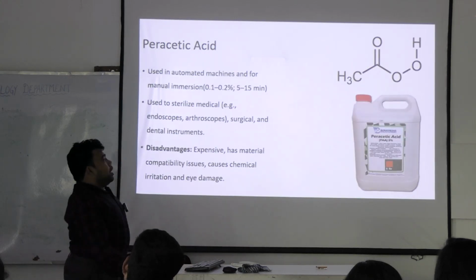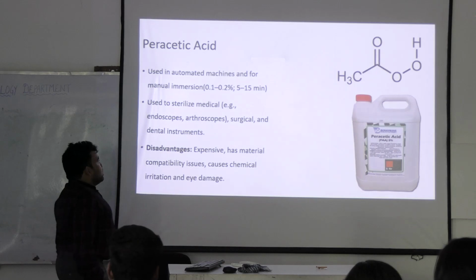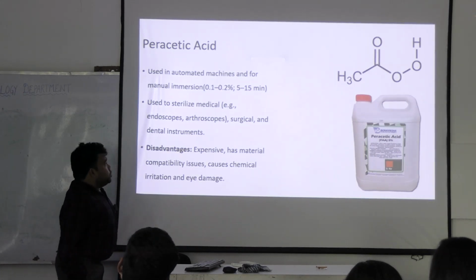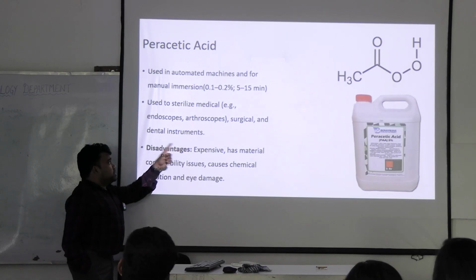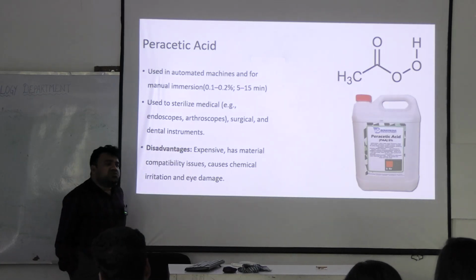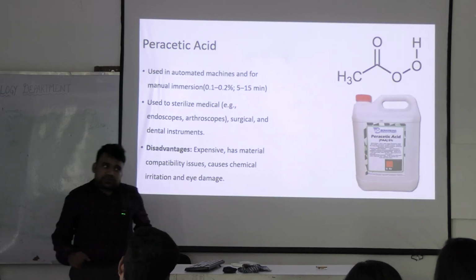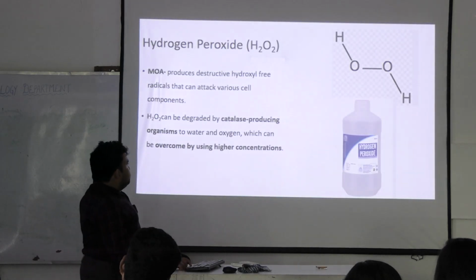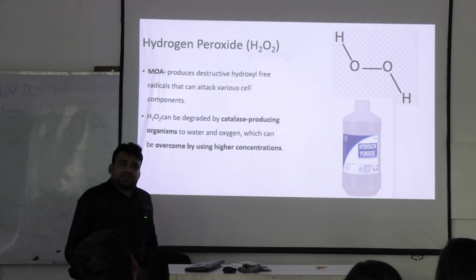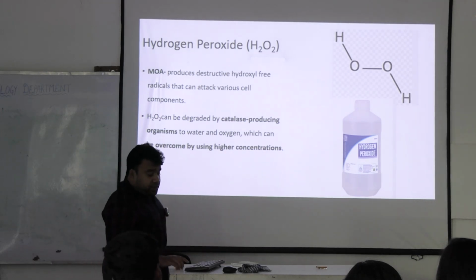Okay. Next is peracetic acid. Peracetic acid is used in automated machines and manual immersions. These are used to sterilize materials like endoscope, surgical instrument, dental instrument, mostly used in the industrial area. All the pre-packed instruments, those are sterilized by this. Next comes hydrogen peroxide. Hydrogen peroxide is extensively used in hospital care, but at varying concentration.